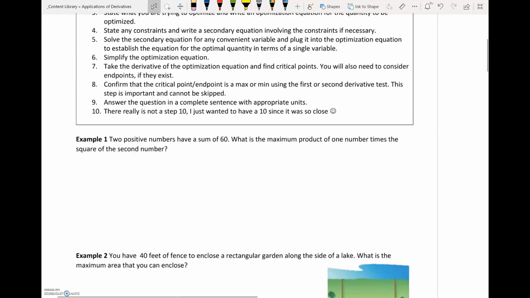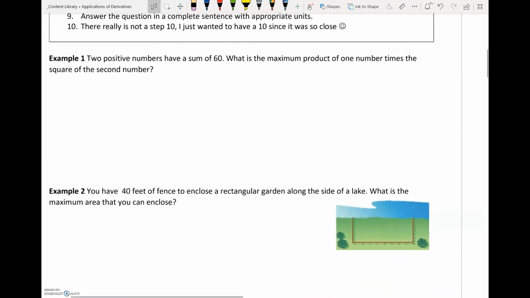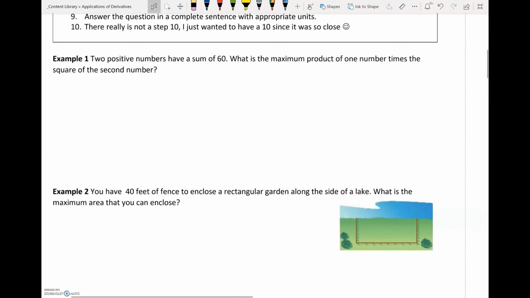So for example 1, two positive numbers have a sum of 60. What is the maximum product of one number times the square of the second number? Now we're looking for the maximum product. This is going to be our optimization equation. And this first sentence just gives us some extra information.